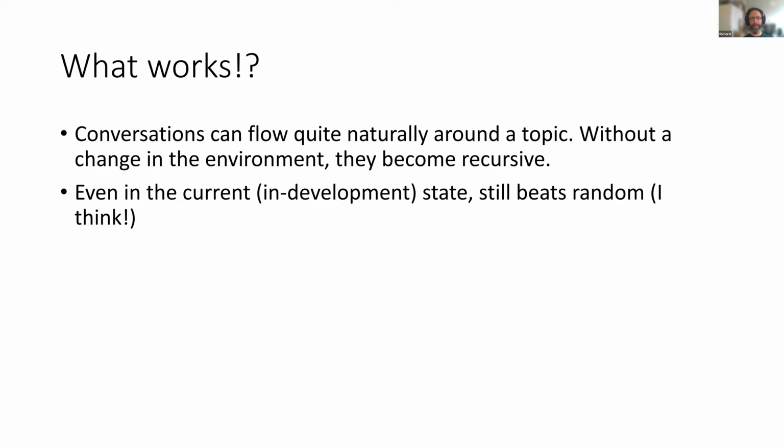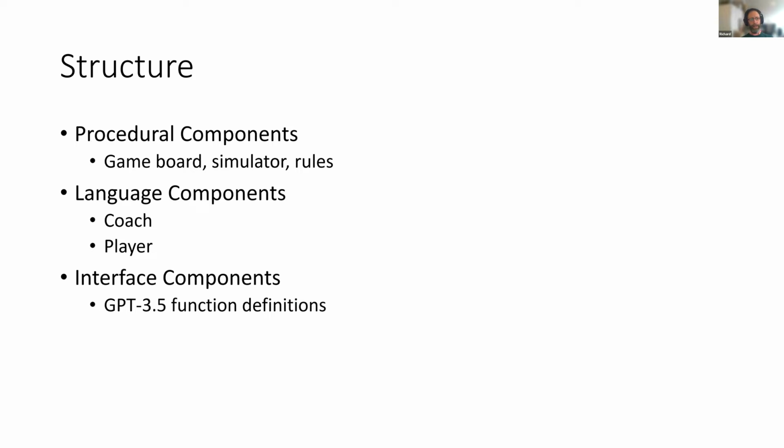So I think if we go back a second, if you look at the structure, I need to do work to make this work on all three types of components, right? Because the rules aren't enforced correctly. The language components need better, there needs to be more players and they need better prompts to do sensible things. And then the interface components, actually they're probably the bit that works best. I might need additional bits though.